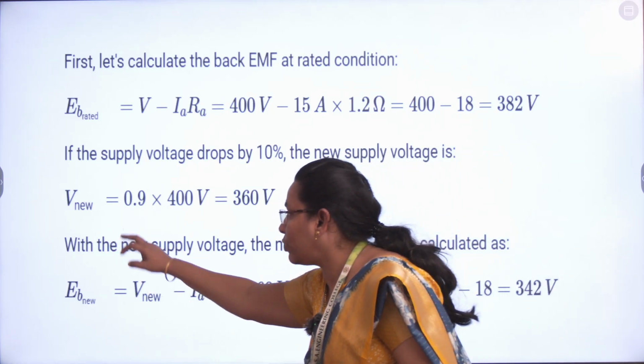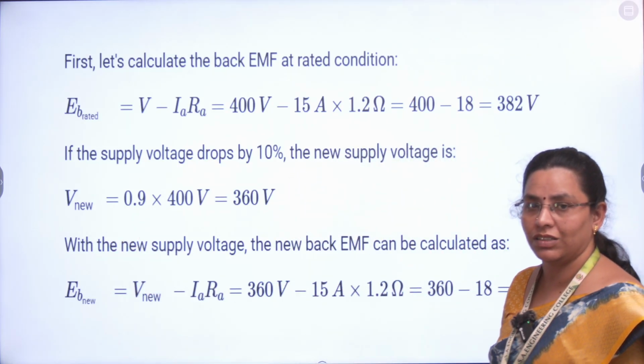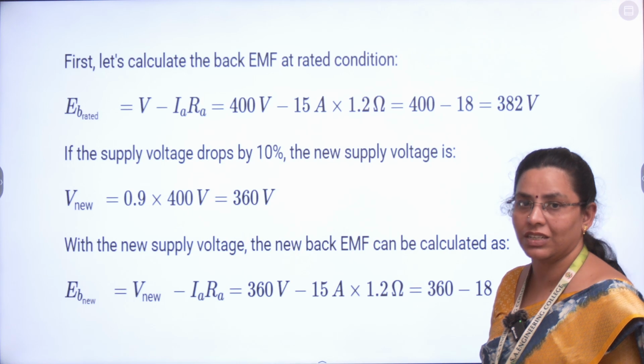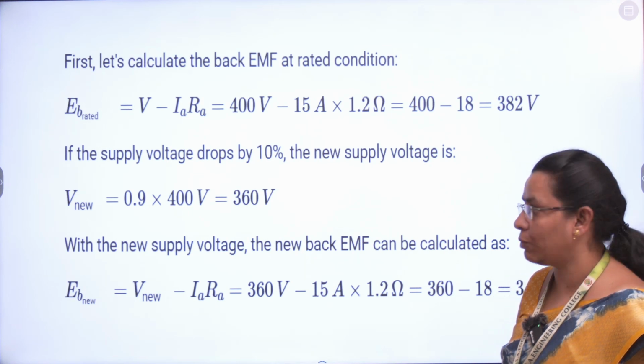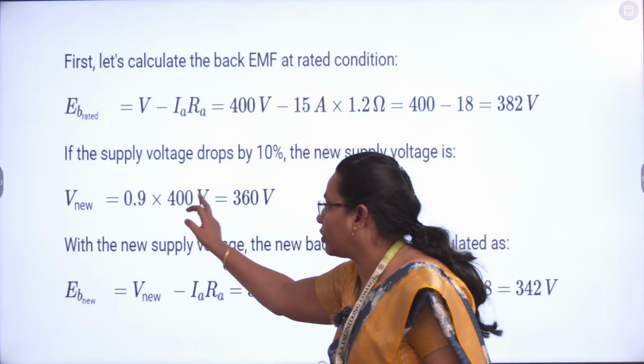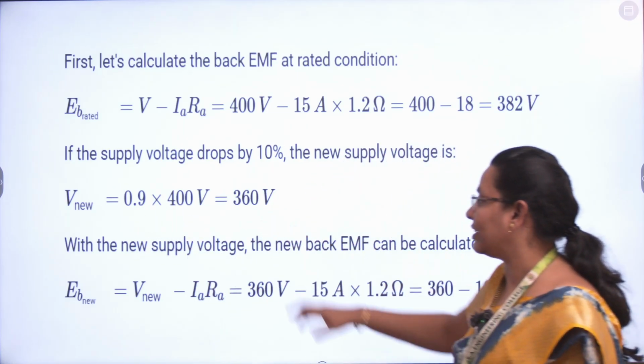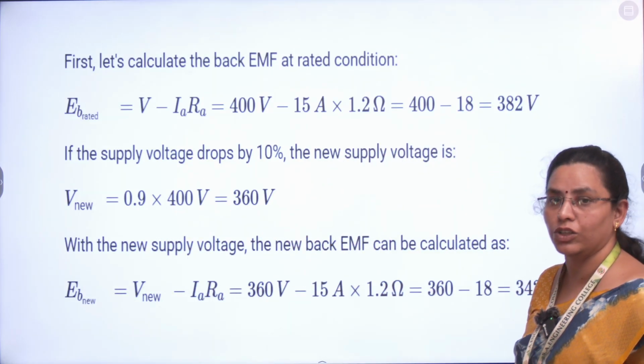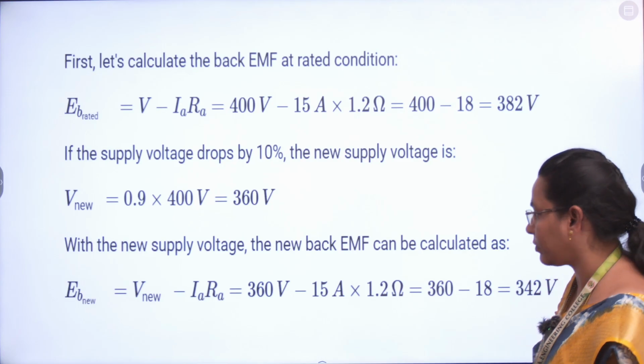So therefore the new voltage: after a 10% reduction, we have 90%. 90% is indicated by the 0.9 value. So given the total voltage 400 into 0.9, we are getting 360 volts. This is the new voltage after reduction.